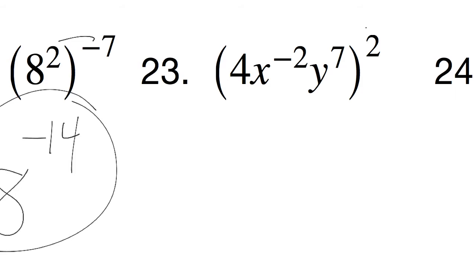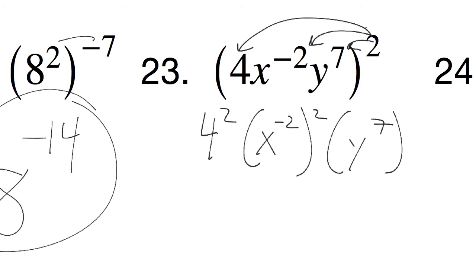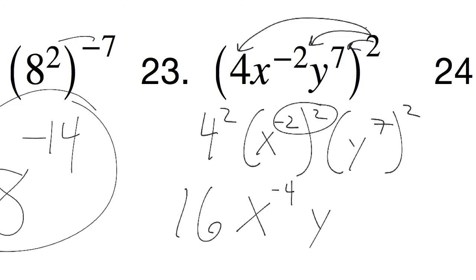Here, you can actually distribute the exponent to all three factors. So this becomes 4 squared, this becomes x to the negative 2 squared, and y to the 7th squared. And you can deal with each of them individually. 4 squared is 16. Negative 2 times 2 is negative 4. And 7 times 2 is 14.